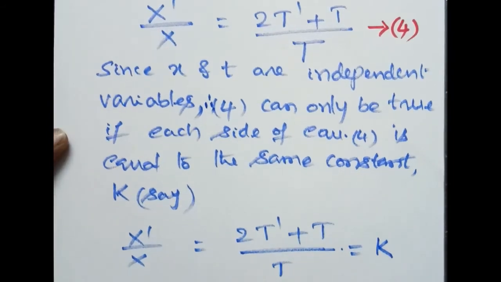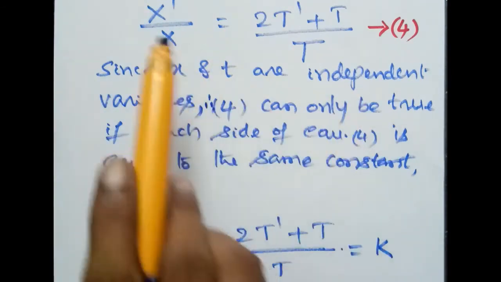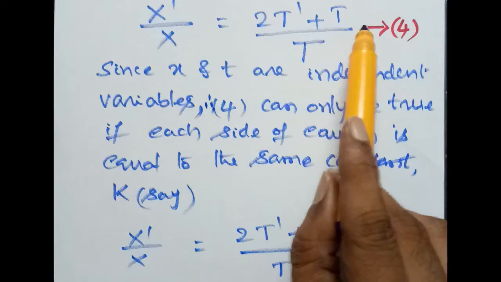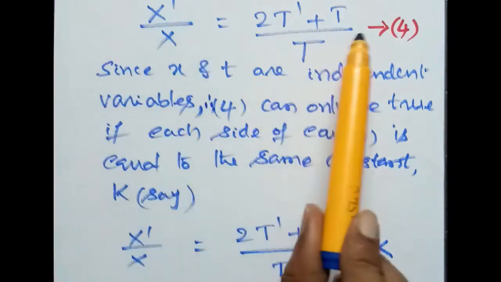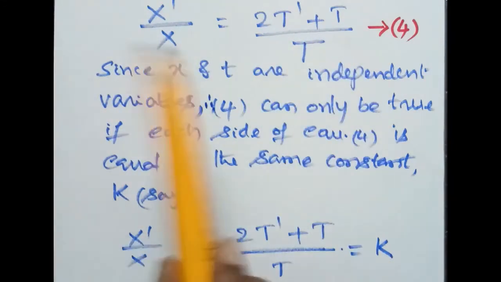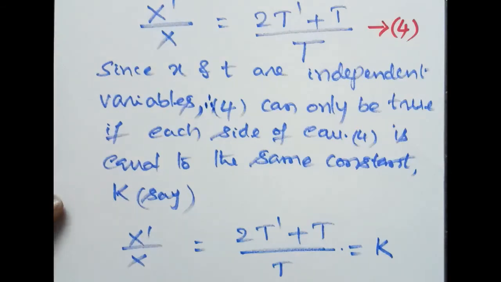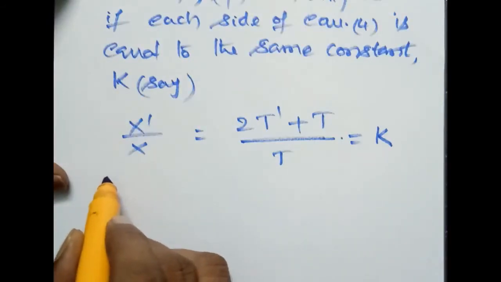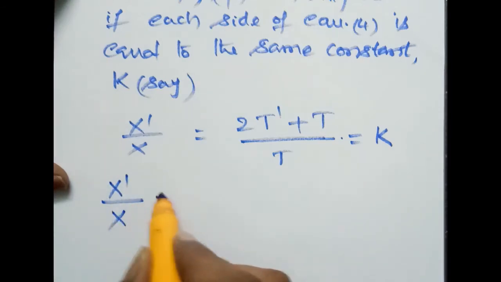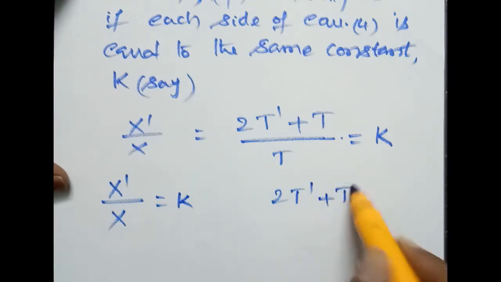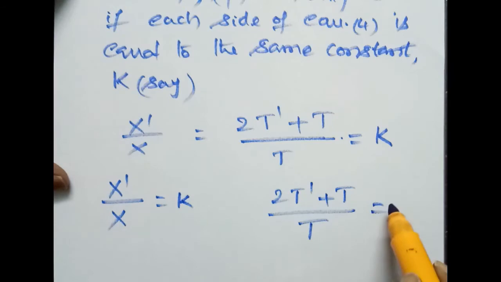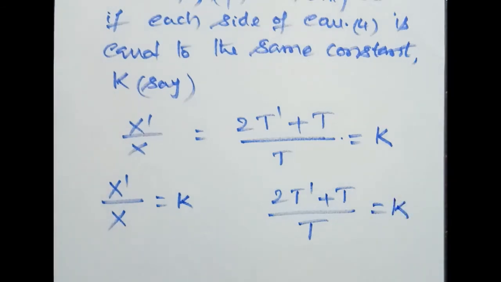You remember that from the next problem onwards we directly write this value equal to k. Since x and t are independent variables, we are assuming that each side of this equation is equal to k. Therefore, equating each term to k: X dash by X equal to k and 2T dash plus T by T equal to k.